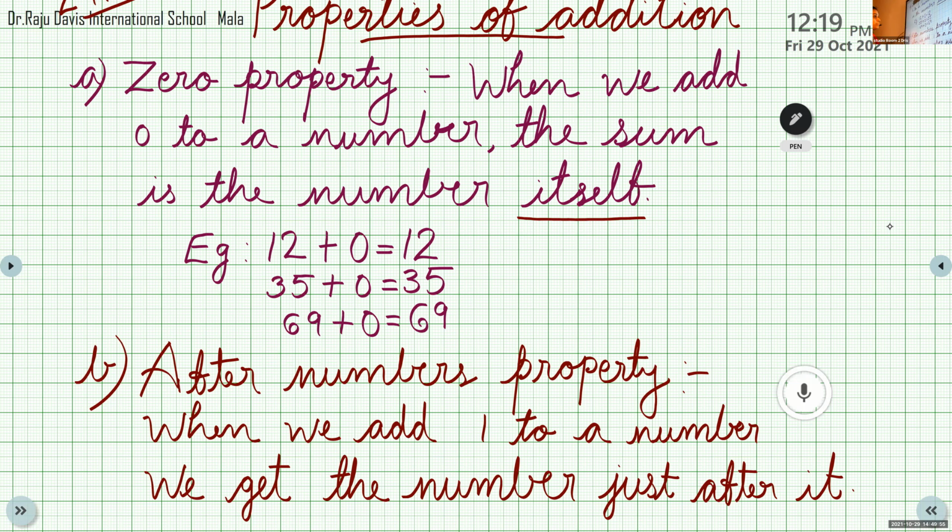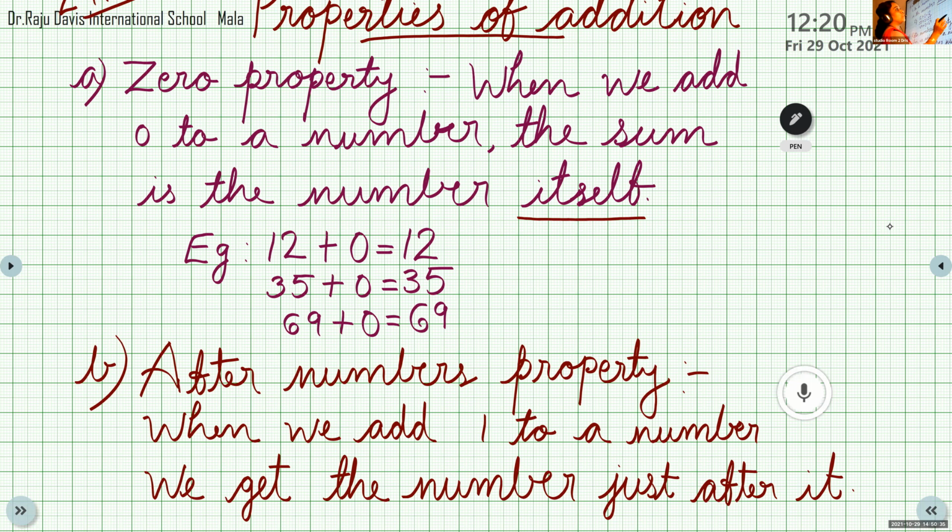Okay. So here, let me ask Ritik. Ritik Sunil, please unmute, my dear, and tell me one example for the second point. After numbers property, we can add any number with 1. So please tell any number with 1. Any 2-digit number. 90 plus 1. What is the answer? 91. Very good. 90 plus 1 is equal to 91.